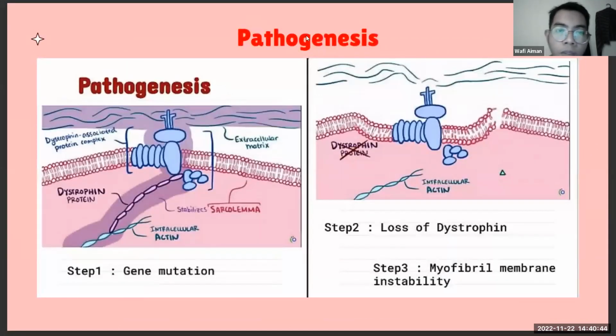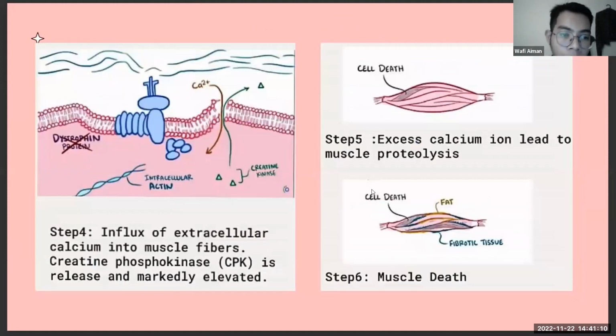So the pathogenesis of Duchenne muscular dystrophy is, first, there will be a mutation of the respective gene that results in inability to produce the dystrophin protein, and then the body will lose dystrophin, and then the myofibril membrane will become unstable, and then there will be influx of extracellular calcium into the muscle fibers.